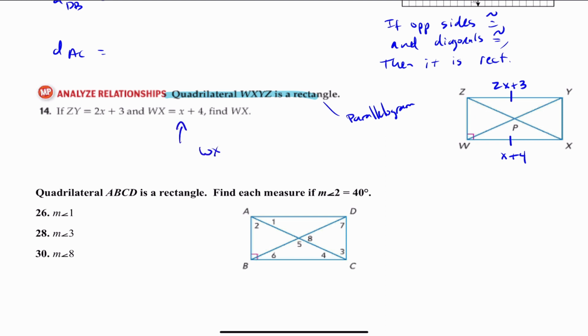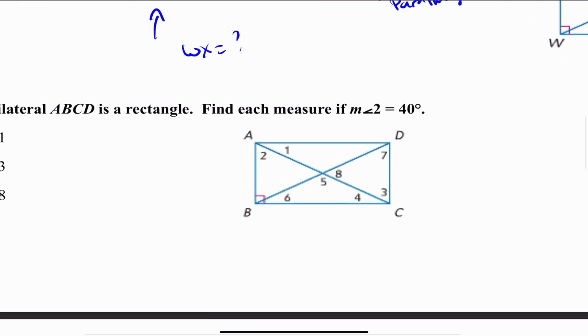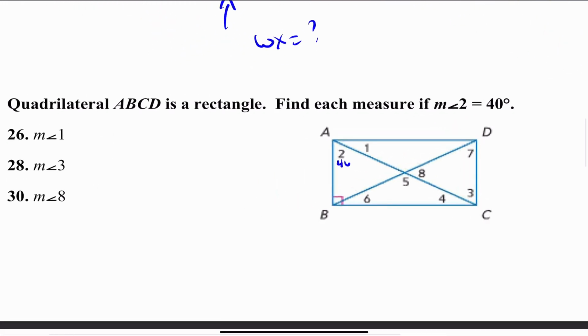So what is WX? The next one is quadrilateral ABCD. It's a rectangle, and find each measure if the measure of angle 2 is 40. Okay, so the measure of angle 2 is 40 degrees.